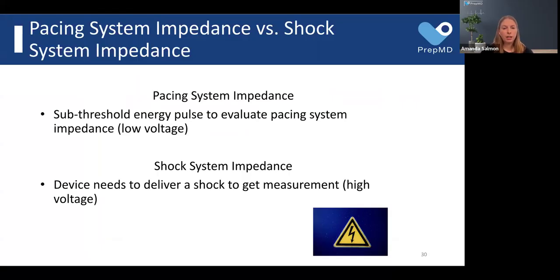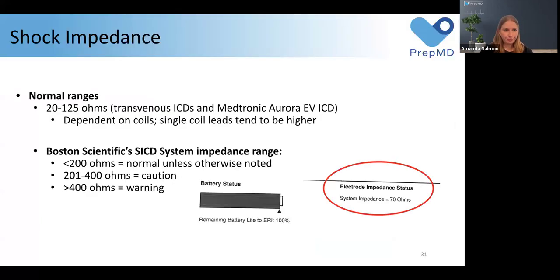Whereas a true shock system impedance measurement is going to be given to us by a device giving a shock. So we actually need the device to give us a shock in order to get a true shock system impedance. This is known as our high voltage. When we're thinking about shock impedance, we have a variety of different devices that can deliver shocks. We have transvenous and we have our non-transvenous ICDs.